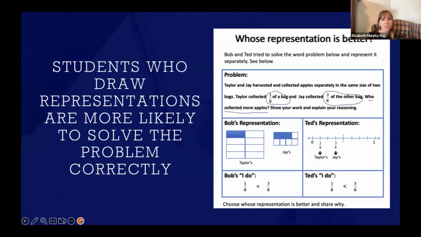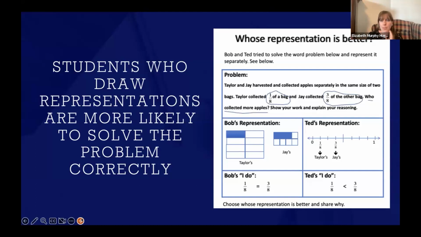Students who draw representations are more likely to solve the problem correctly, but there are different ways to show understanding of a problem through a representation. So talking about and writing about, argumentative writing about why somebody's representation may be better than another, is a great open response to help students understand examples and non-examples. And you can do this with common errors that students may make.